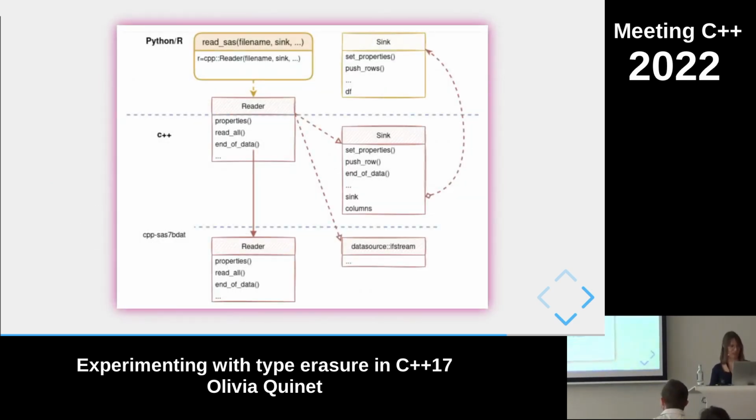And so now I have this, so you can have the reader, and the C++ version still has a push row, but the Python or the R version has push rows. Because you are going to send a bunch of rows back to the sink object in the R and Python languages. And then, yes, it works fine.